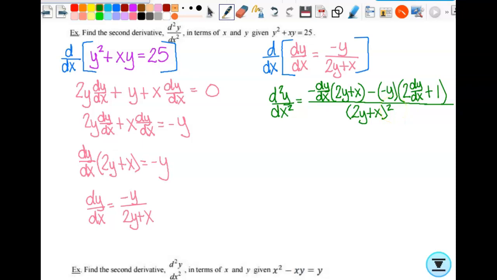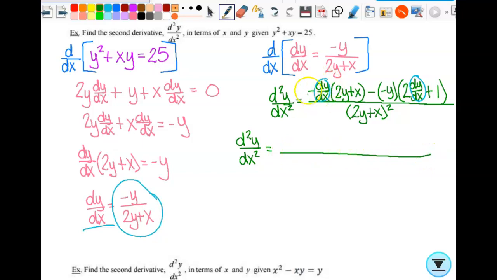Okay, so I can't leave it like that. I have something I can substitute in there. I have this dy dx right here. That's what I substitute in here and here. Does that make sense? So I'm going to substitute in, and it's not going to look real pretty at first, and that's okay. So we're going to have d squared y over dx squared equals.